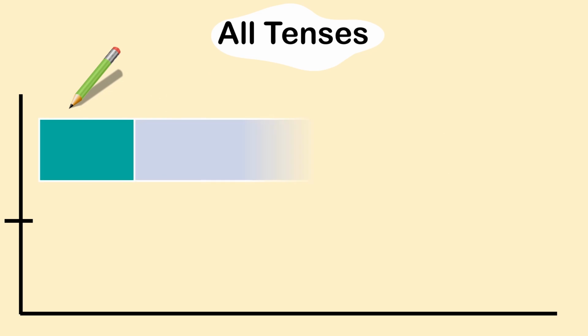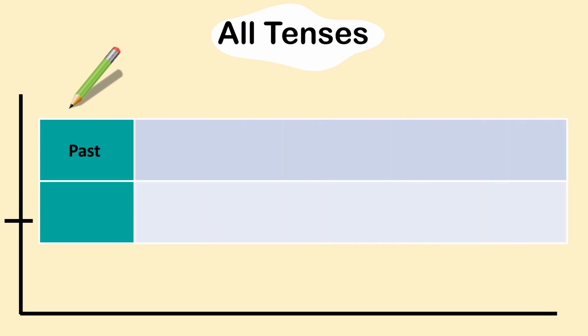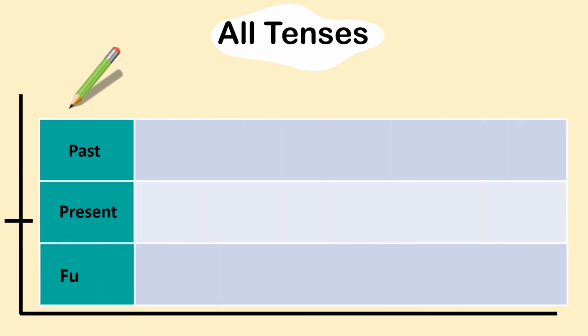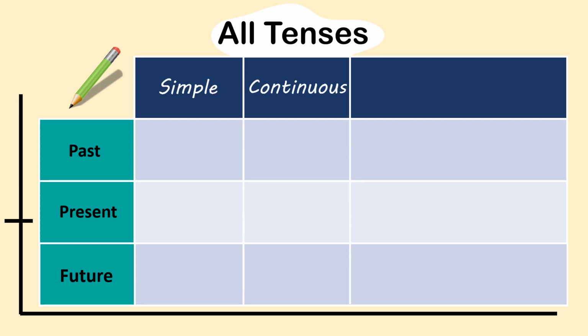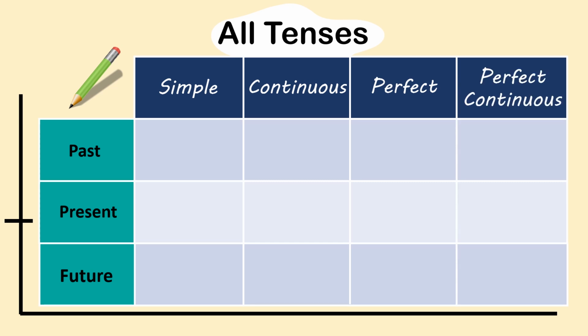There are 3 times: past, present, and future. And there are 4 aspects: simple, continuous, perfect, and perfect continuous. The times and the aspects combine to make all of the 12 tenses in English.